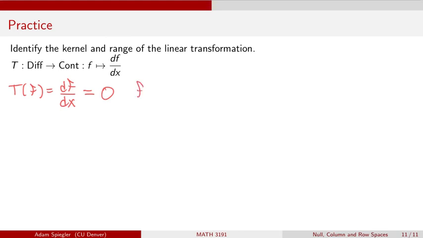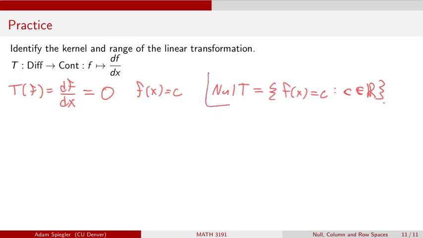Well, for any function f of x which is equal to a constant, we know that the derivative of constant functions is equal to 0. So in this case, we have that the null space of this transformation T is the set of all functions f of x equals c, where c is some real number. And any function that is not a constant function is going to have a derivative which is non-zero. So this tells us the null space of this map.